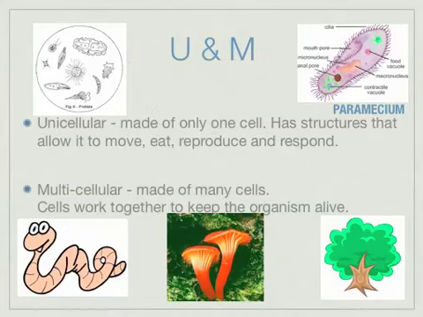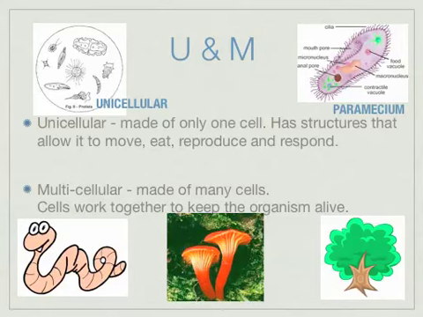A multicellular organism is made up of many cells, different types of cells. These cells work together to help keep the organism alive. So some of the cells are specialized and they help the organism move, while other types of cells help the organism eat and digest food.